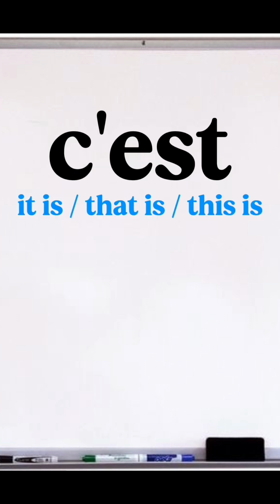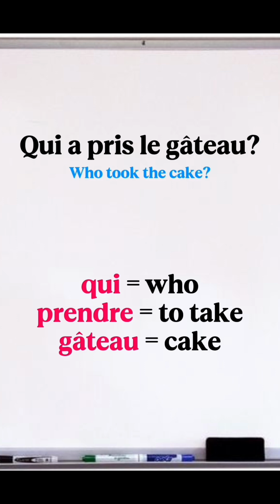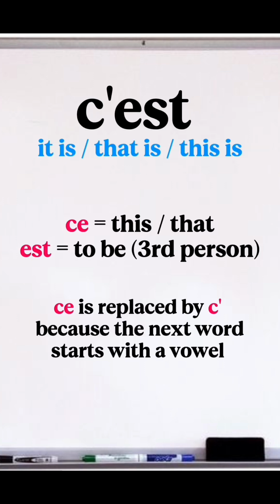So, for example, if I ask you who took the cake, which in French is qui a pris le gâteau? If I ask you who took the cake, you can reply by saying it's me. So, c'est moi. You see that c'est? That c'est means it is. C'est is made up of ce, which is a demonstrative adjective. It's like the equivalent of this or that or it in French. And est is obviously the verb to be, le verbe être.